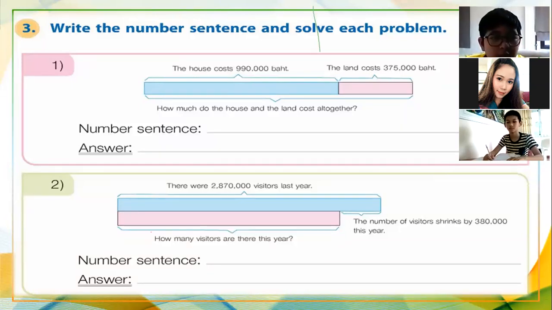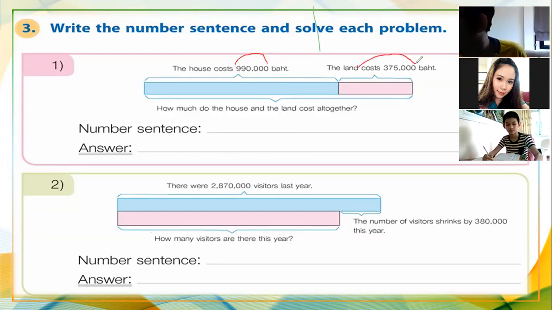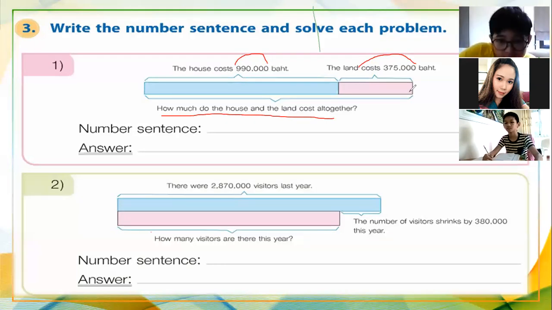Number one, the cost of the house, which is 990,000 baht. And second is the cost of the land, which is 375,000. So what do we have to find? We have to find how much the house and the land cost together. If both of them together, how much does it cost?